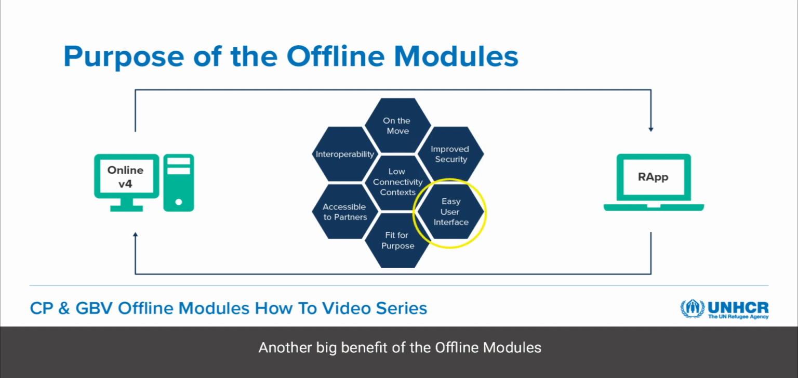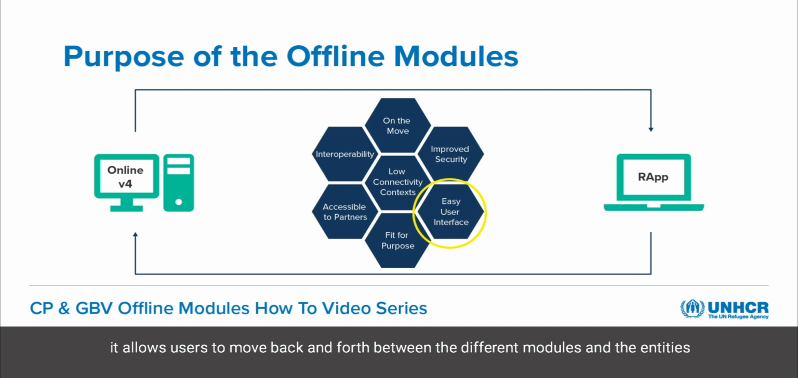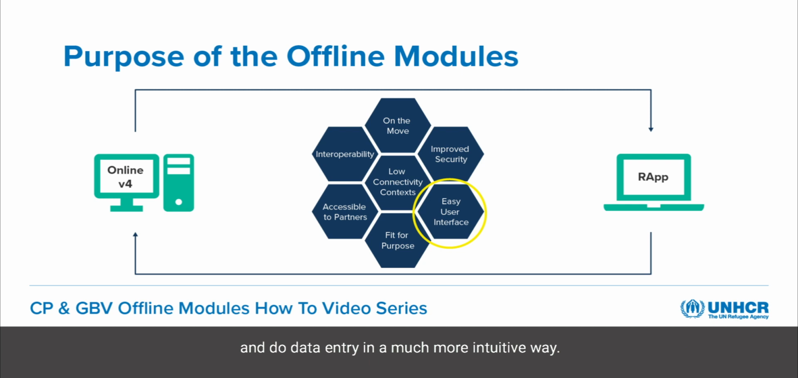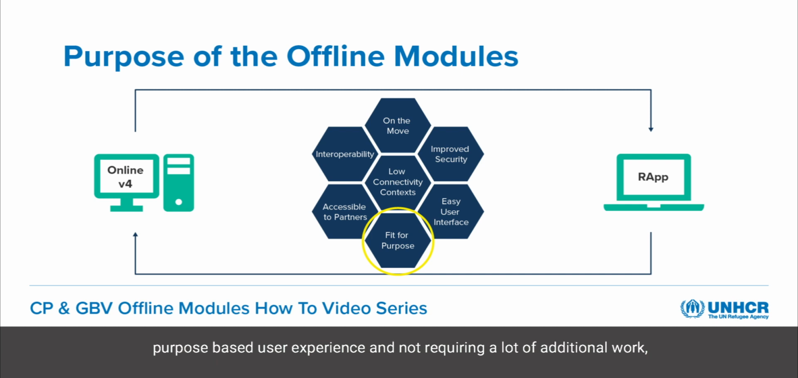Another big benefit of the offline modules is that it has quite an easy to use user interface. So a lot of people find that while the content is exactly the same as the online version of V4, it allows users to move back and forth between the different modules and entities and do data entry in a much more intuitive way. It also allows for the usage of V4 and RAP to be fit for purpose. So it allows for a much more streamlined, efficient, purpose-based user experience, not requiring a lot of additional work where it's not necessary for documentation, but just for the system itself.